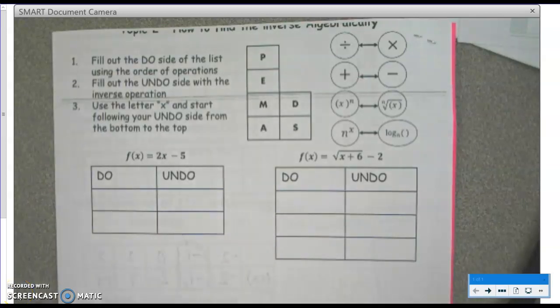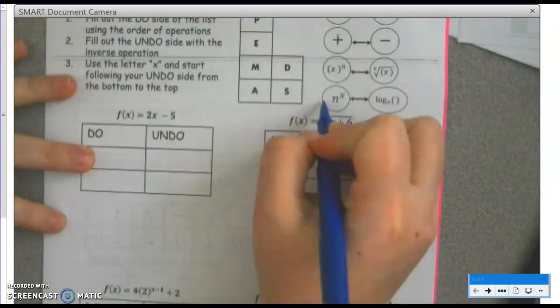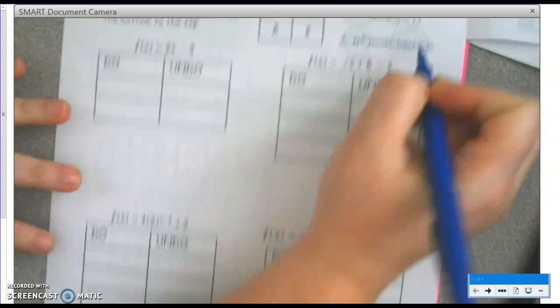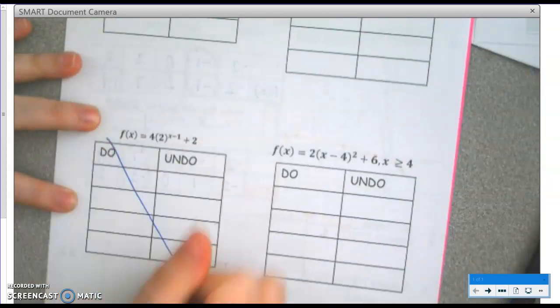Alright guys, in this video we're going to talk about writing the equation of a function using the order of operations and identifying the opposite of the operation. So you can cross this off our notes, we're not going to be doing that, and you can also cross this one off, we're not going to be doing that just yet.